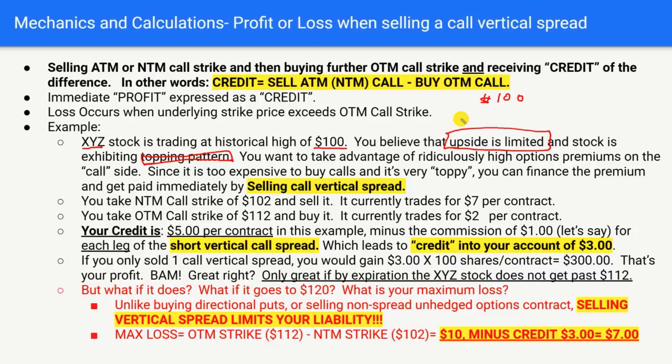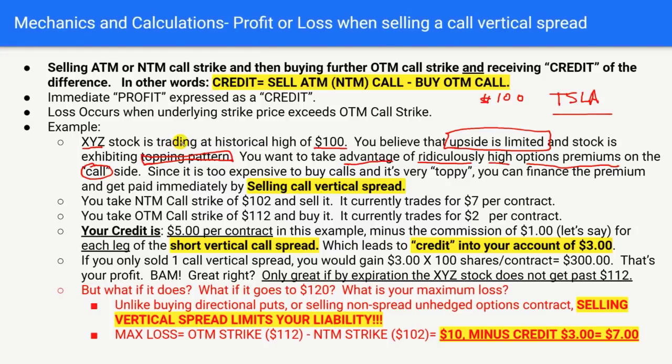So you want to take advantage of this ridiculously high options premium. Sounds like something we know, right? But ridiculous stocks tend to continue to rise sometimes. It's ridiculously high options premium on the call side. Remember, we don't want to play with spreads or sell things on the put side, because of the assignment risk, where if your trade goes against you, you're going to get assigned stock. And if you don't have money, you're going to have all kinds of margin calls and your life gets ruined. So let's avoid that, right?